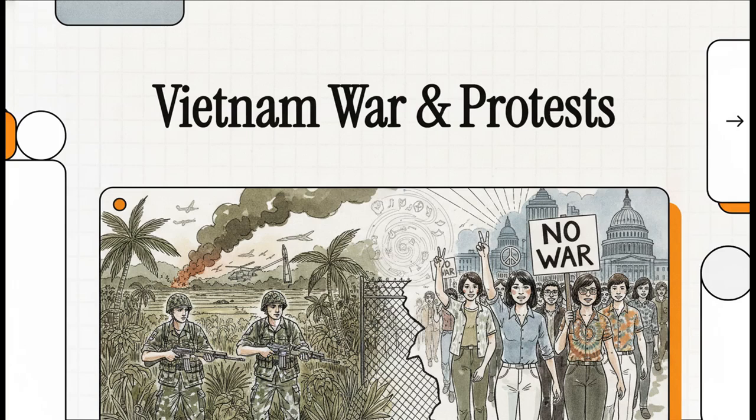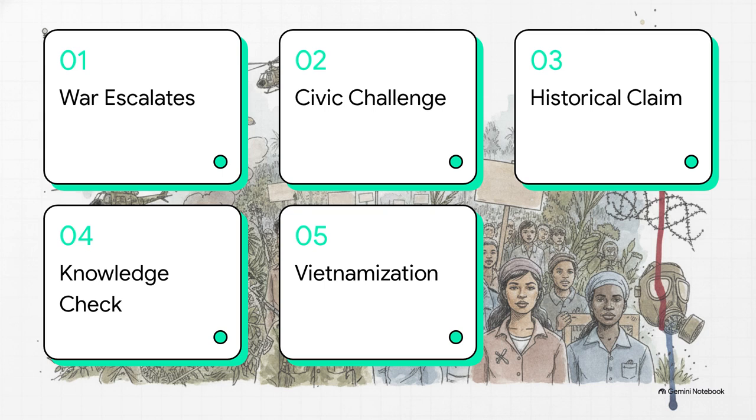Get ready, because we're about to travel back in time to one of the most complex, turbulent, and literally transformative eras in United States history, the 1960s and 70s. We're going to explore the Vietnam War, but we aren't just looking at the battlefield. We're going to look really closely at what happened right here at home, specifically how government policy directly sparked massive public protests, and how everyday citizens stepped up to challenge the status quo. Okay, let's dive into this.